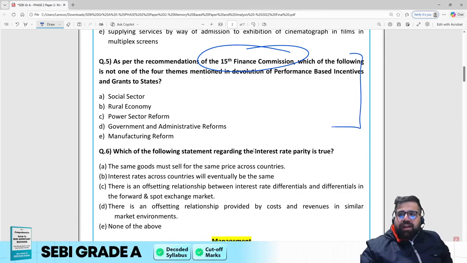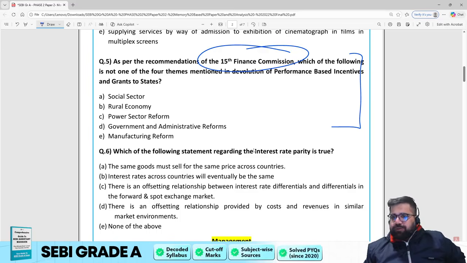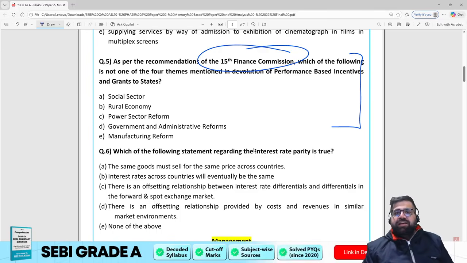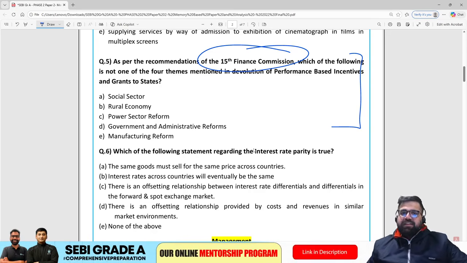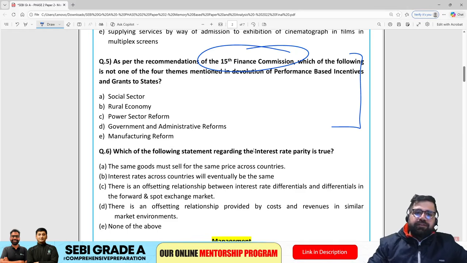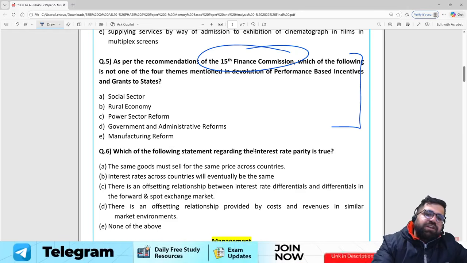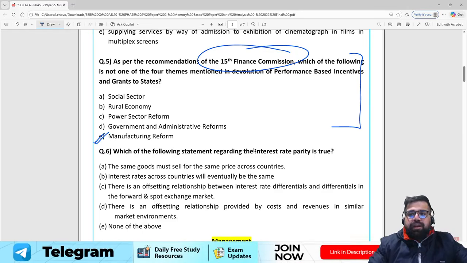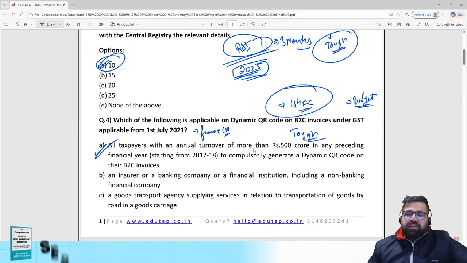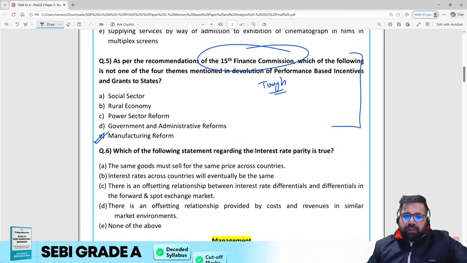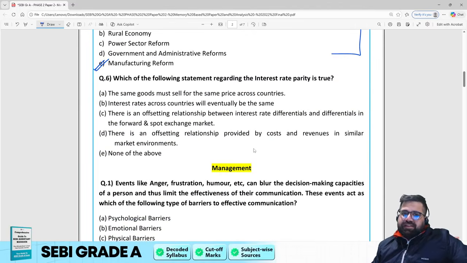Now again, I hope you will not be able to give the right answer for this, because this is not updated as per the current requirements of the exam. You have to study the 16th Finance Commission, not the 15th. The correct answer for question number 5 will be option number E. Now, will this be tough? Yes, this is a tough question because very few people study the original report. And the last question, which was related to GST, was also tough, because this is not something regular in the news.